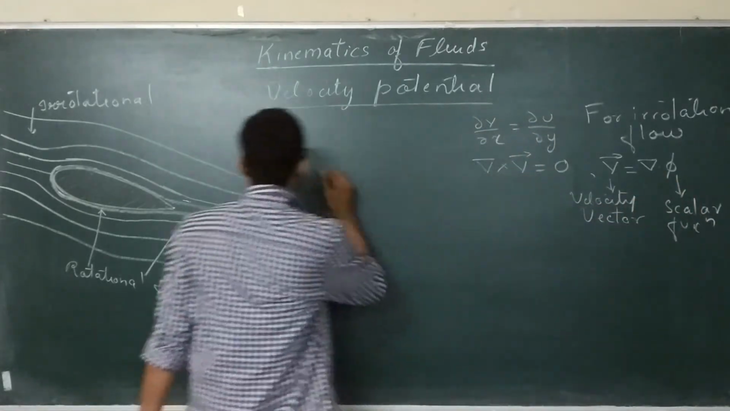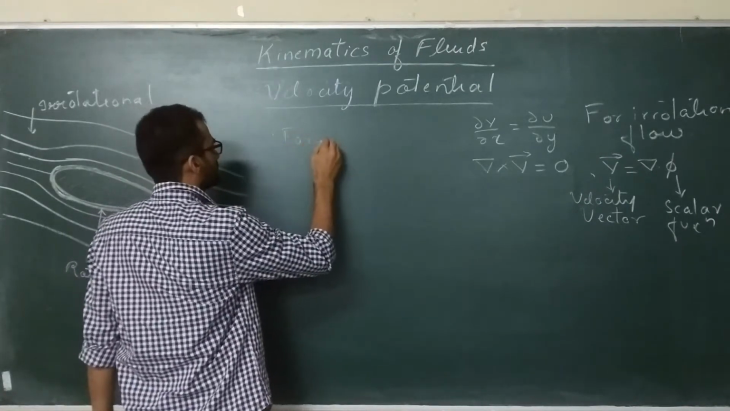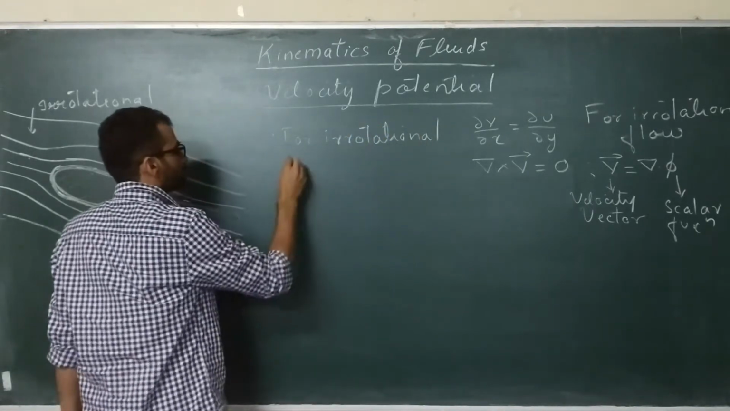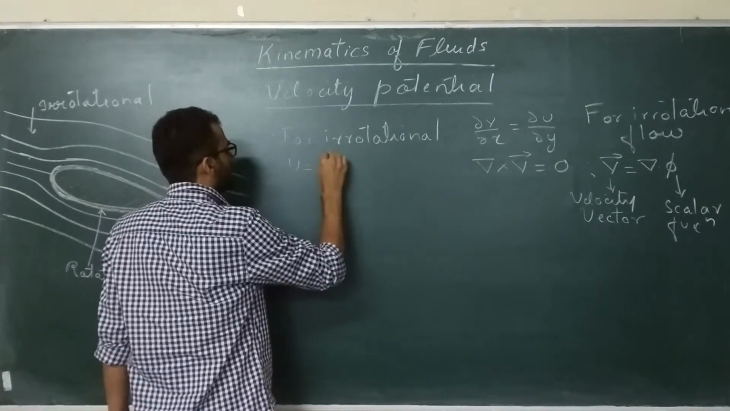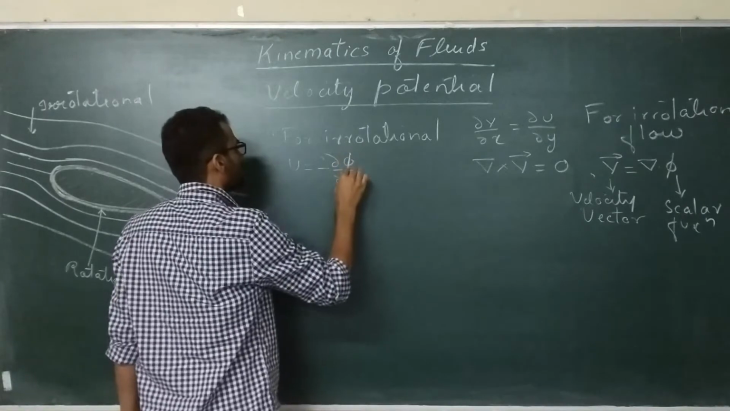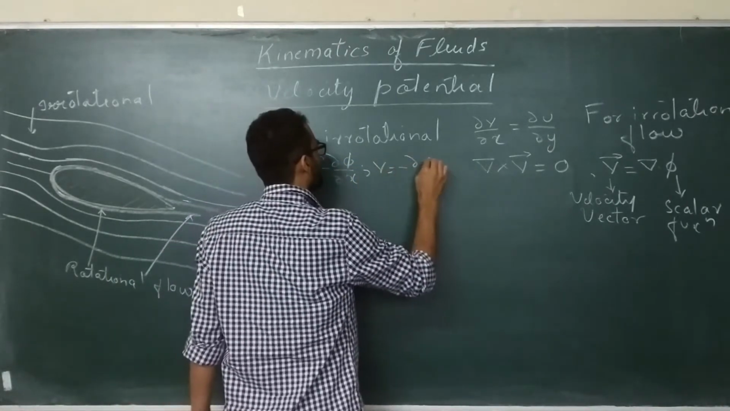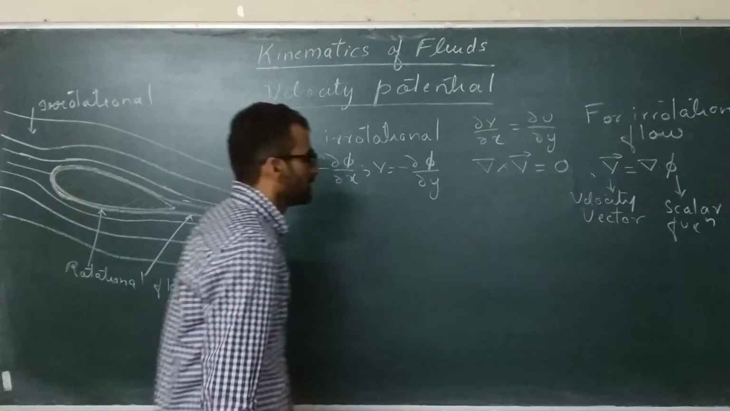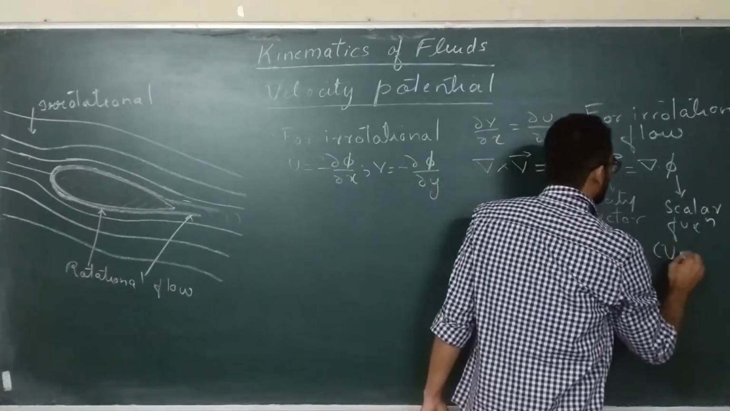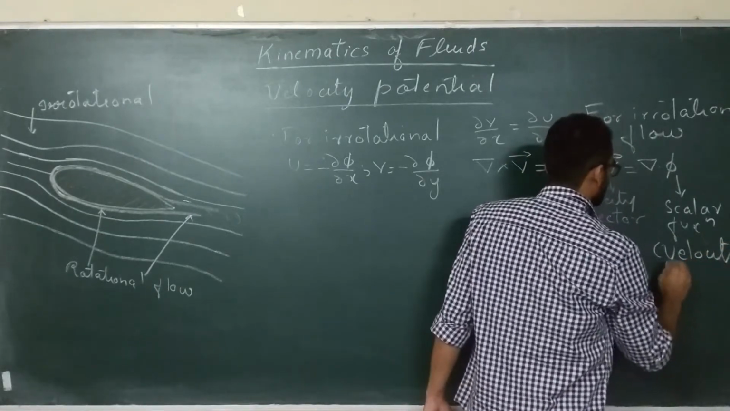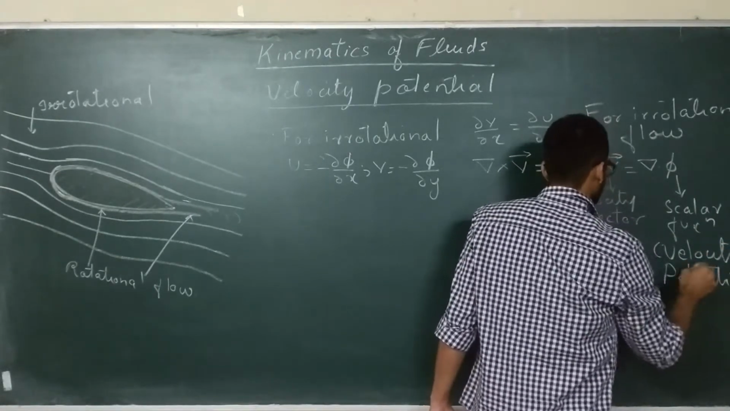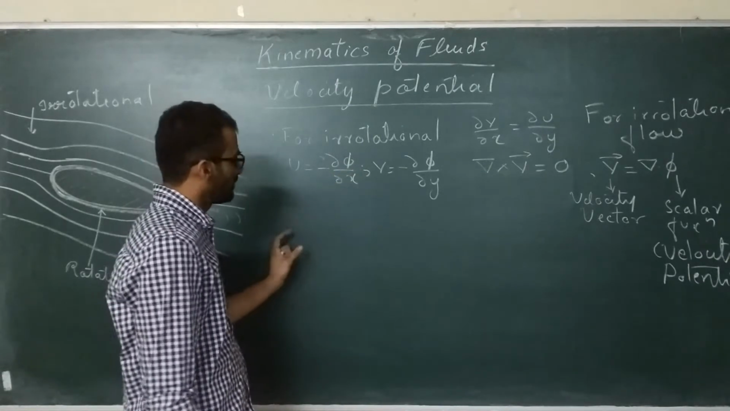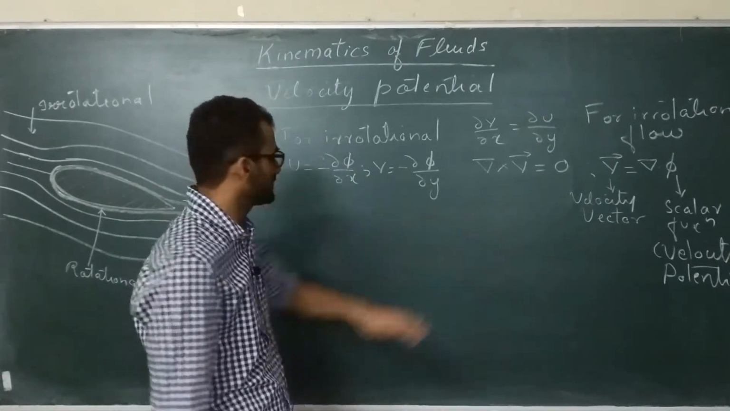Therefore, for irrotational flow, we can represent u as minus del phi by del x, and v is equal to minus del phi by del y. And if you have w, you can write w is equal to minus del phi by del z. So this function is called the velocity potential. Now we are going to look at the physical significance of this velocity potential function. Also, this is just the mathematical part of the velocity potential.